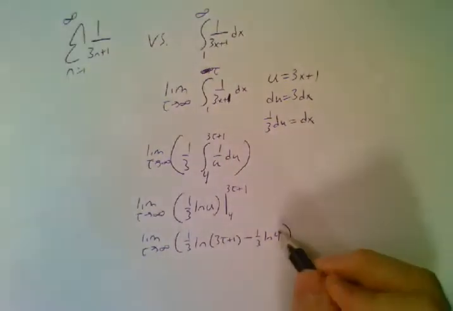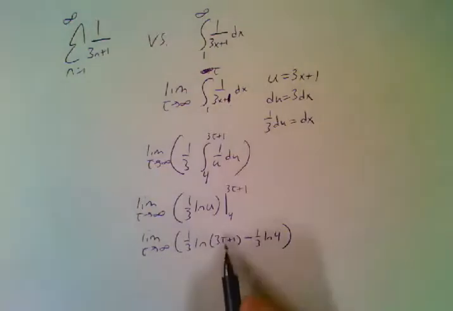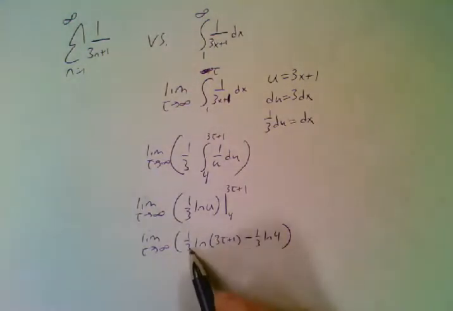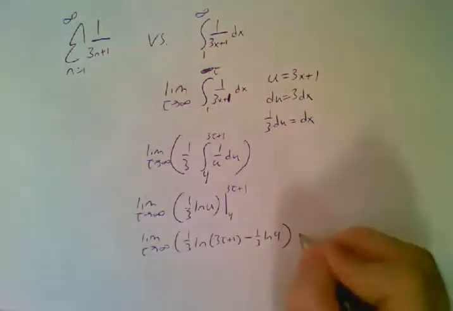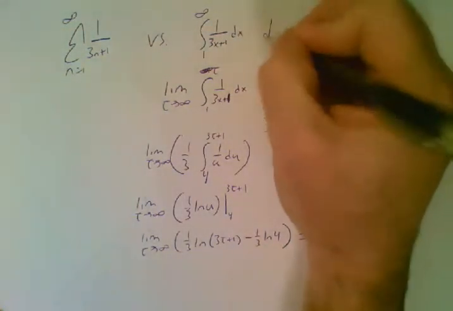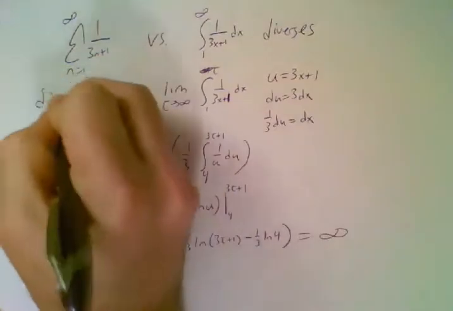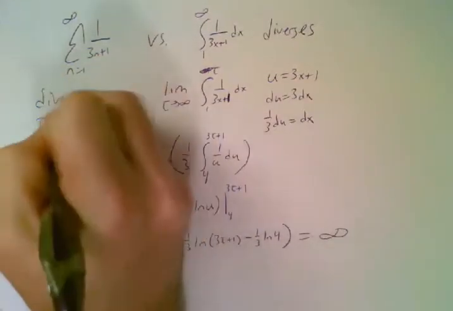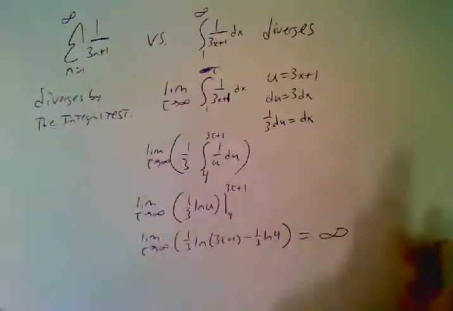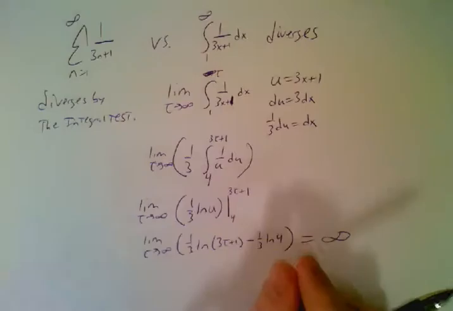Okay, the 1/3 ln of 4 is pretty insignificant here. I really got to focus on what's happening as t goes to infinity. As t goes to infinity, this goes to infinity. Ln of infinity is infinity. I don't care if I'm dividing by 3, that's not going to do enough. That's infinity. So this integral diverges. So therefore my series diverges by the integral test. And that's how it works. That's it. There's nothing else to actually do there.